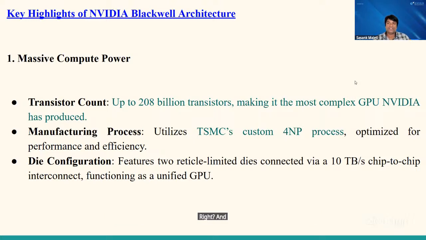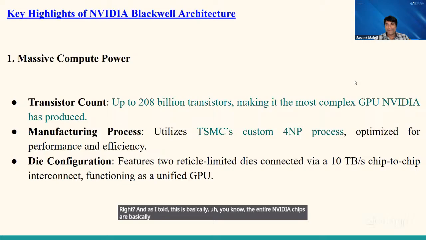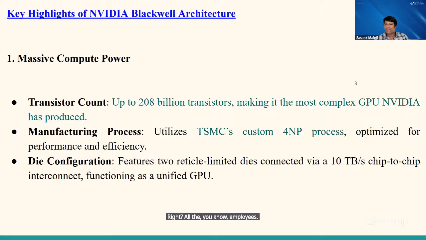And as I told, the entire Nvidia chips are manufactured by TSMC. Even though it's a US company, people remember Nvidia as always a Taiwan company, it feels like, because all the manufacturing, all the employees, all the big heads, everybody is from Taiwan.